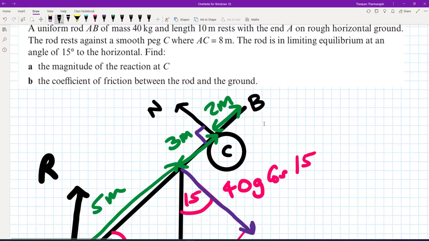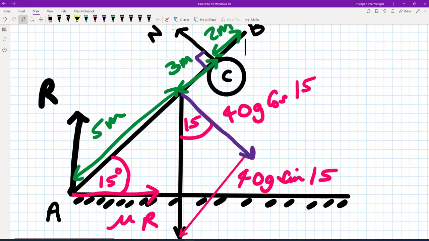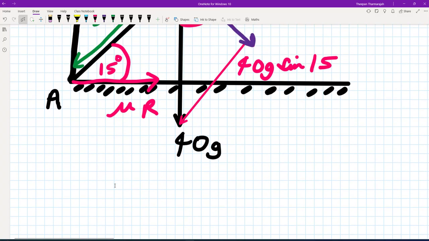Right, so now that we've got all our lengths in, we can now take moments about A. Why do we take moments about A? We take moments about A because A is a pivot, and the normal reaction R and the frictional force will not count. That's good, they're eliminated. So we're going to take moments about A.